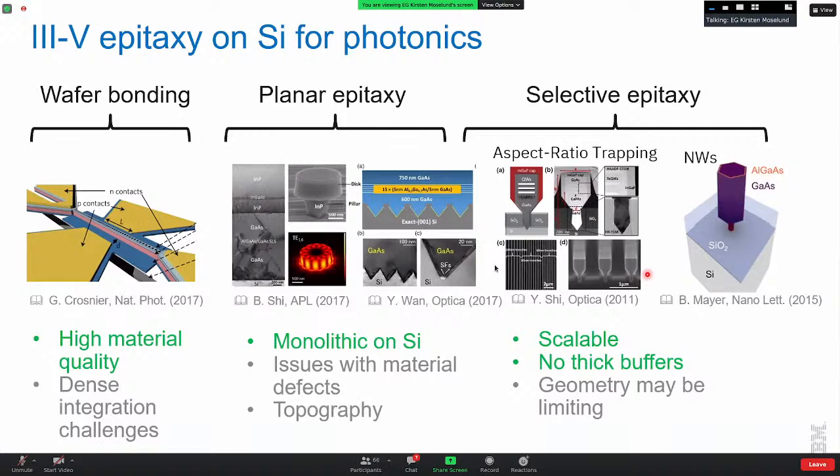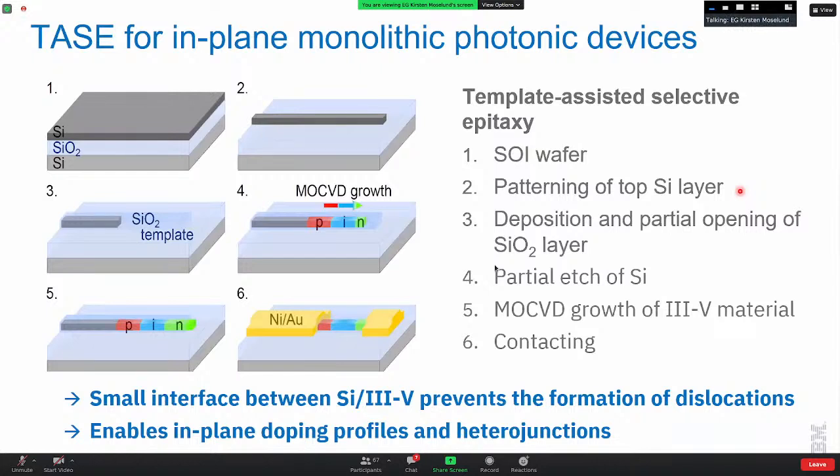So in terms of standalone applications, there are great devices demonstrated with both ART as well as nanowire growth. This is an example from TU Munich, where they grow the nanowires on top of silicon with some isolation in between, and you can then grow these core-shell nanowires where you can get very good nanolaser performance. However, in both cases, I would say it's scalable, you don't need thick buffers, but the geometry may also be limiting in terms of looking at very different types of devices. So these are all the considerations, and we're working on both wafer bonding and nanowires. But this is what led us to look at TASE for devices, because we have more flexibility.